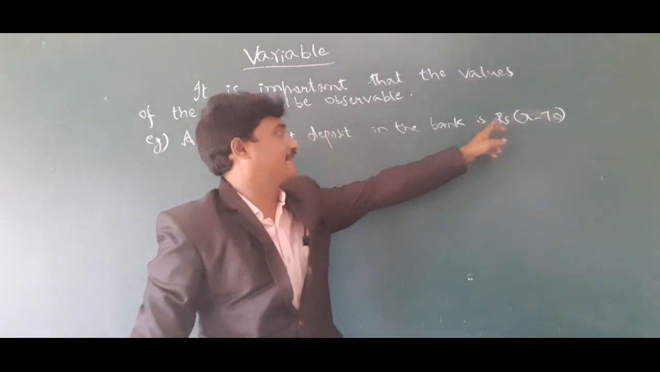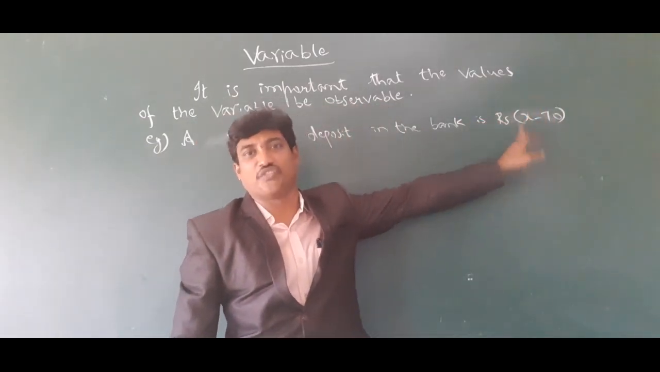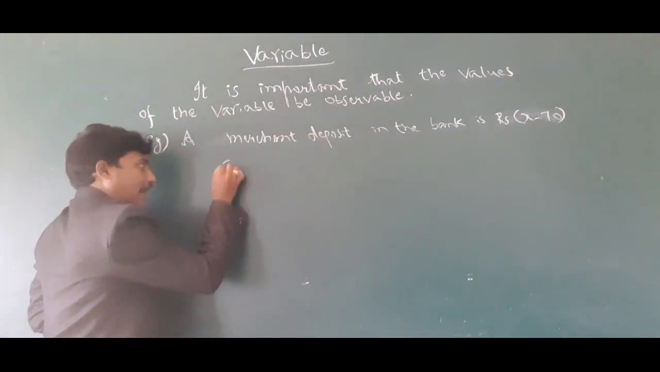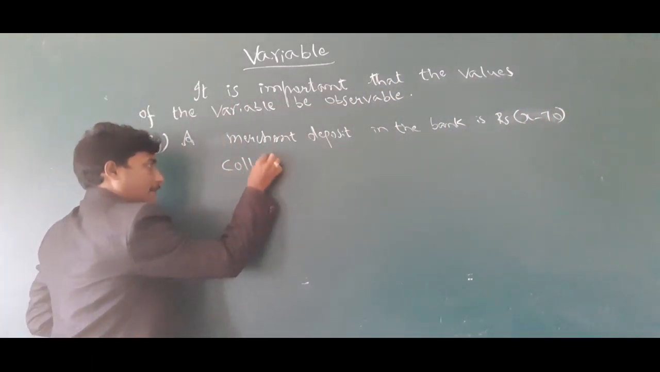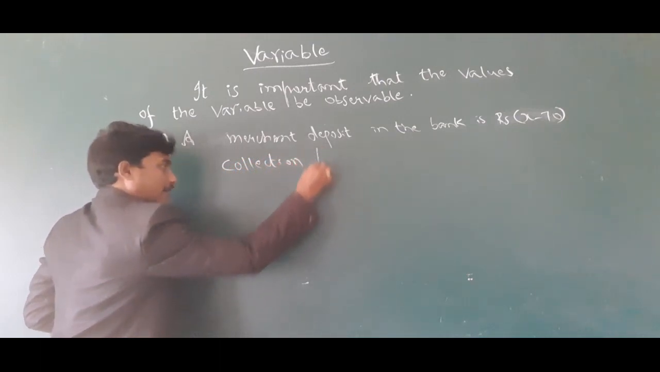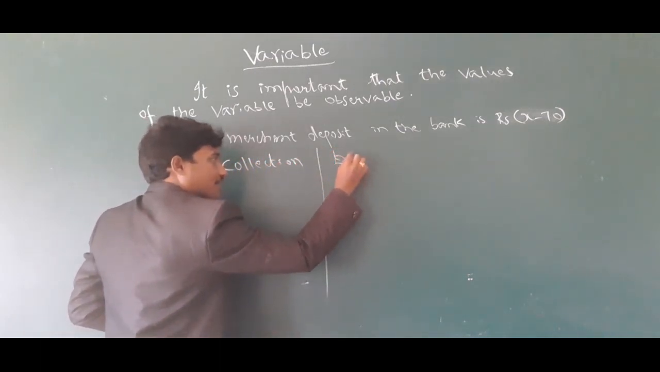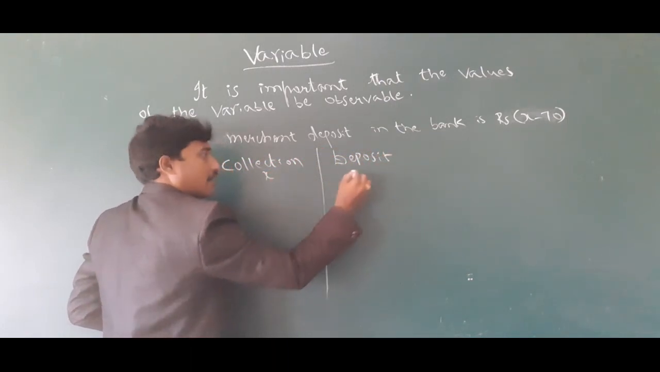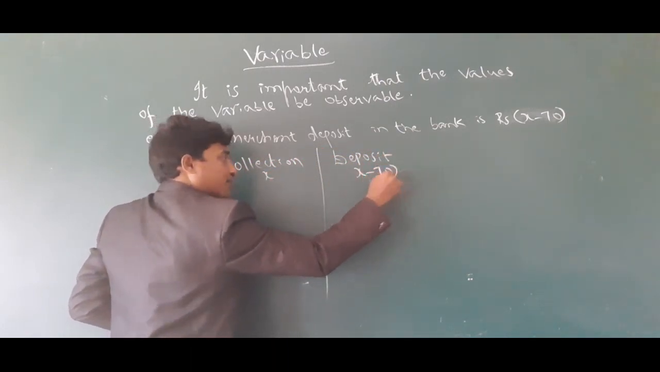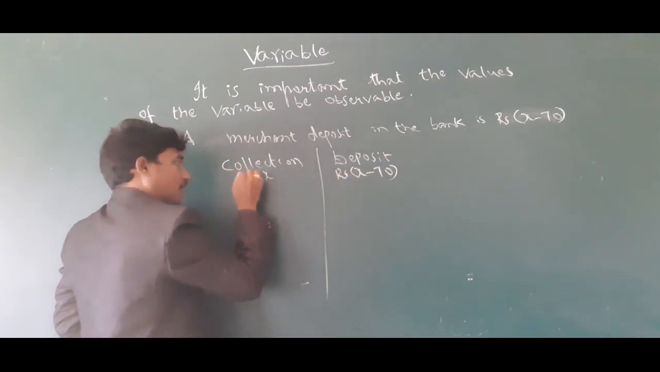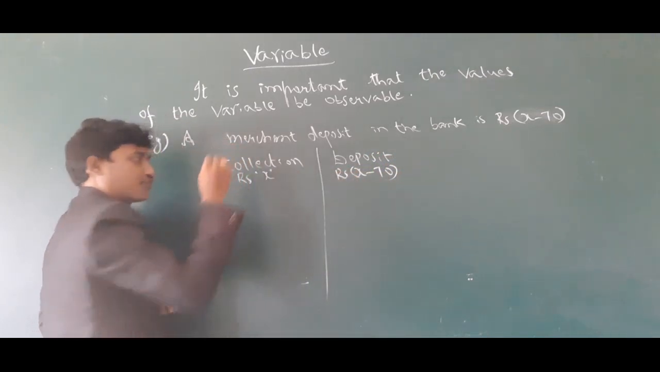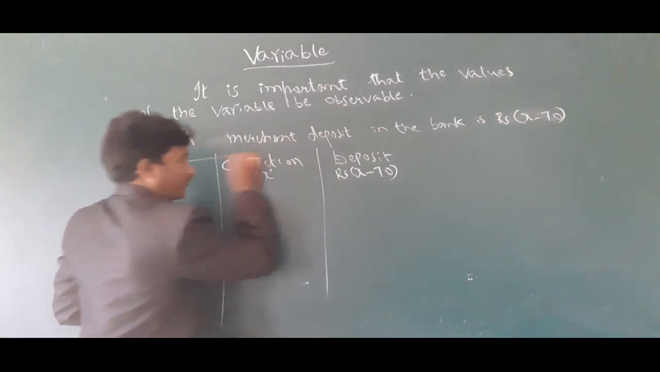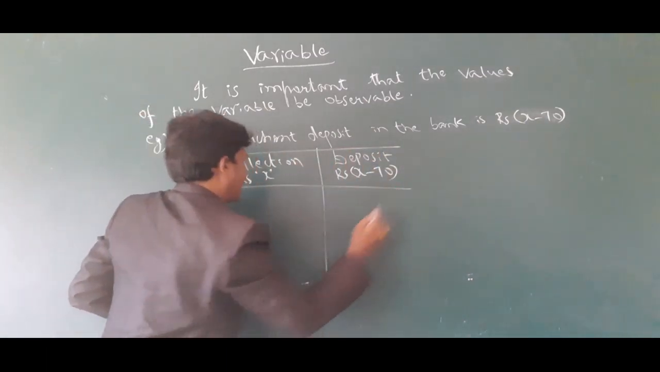When x is the collection on the day, then the deposit in the bank is x minus 70 rupees. If the collection is x rupees, in a week his collection is like this.